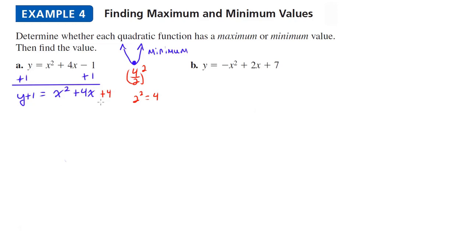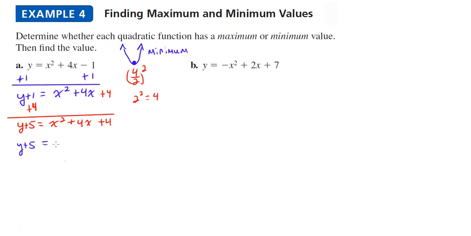And again, when you work with an equation, you can't do something to just one side. You have to do it to both sides. So we're going to add 4 to both sides. And this gives us the equation y plus 5 equals x squared plus 4x plus 4. And now we could factor this right side.